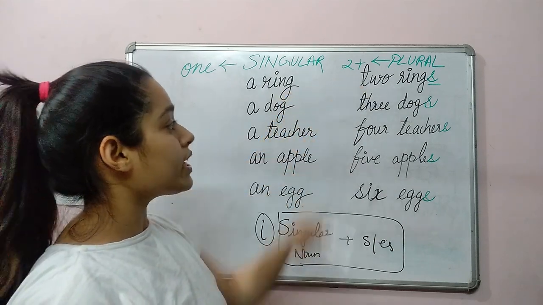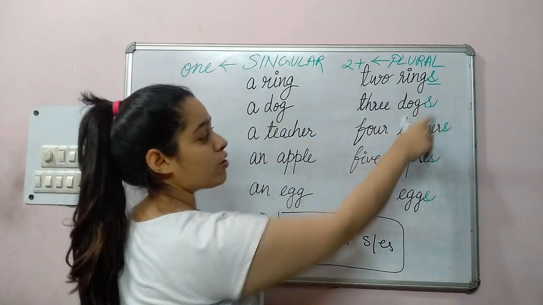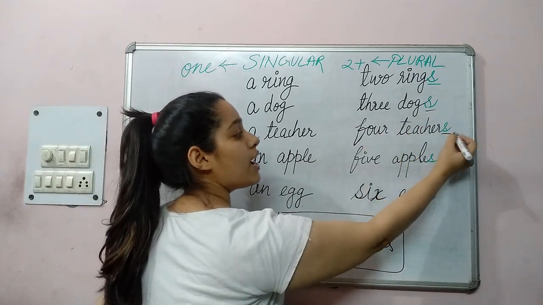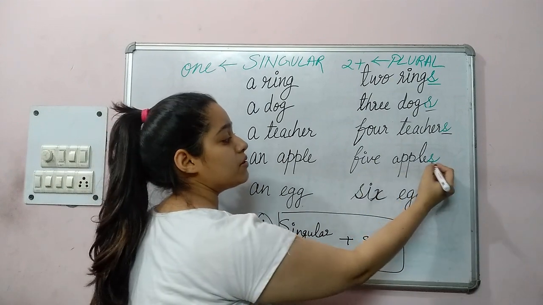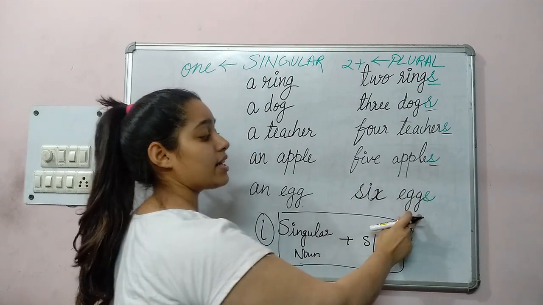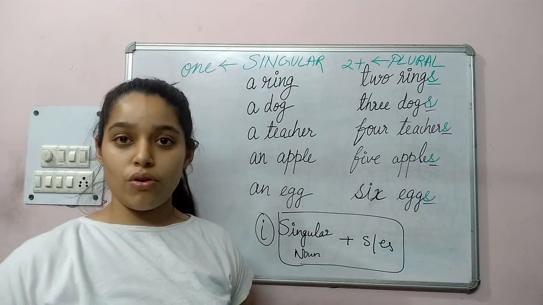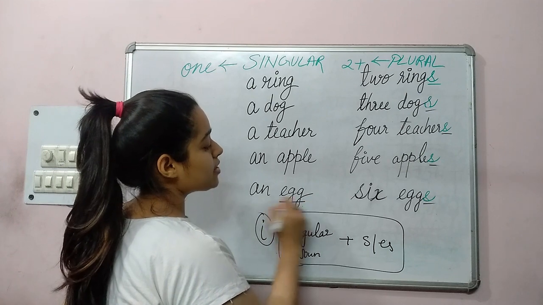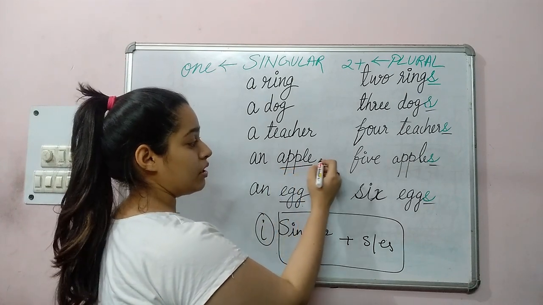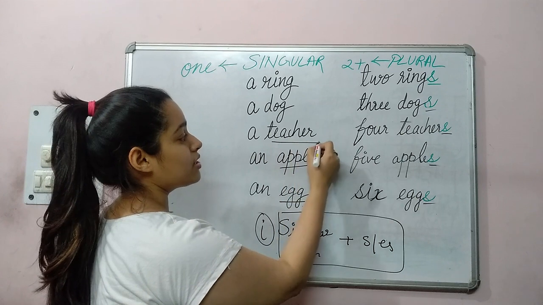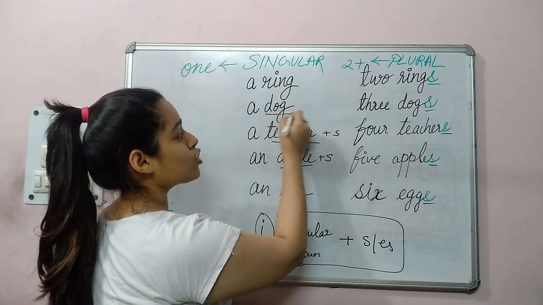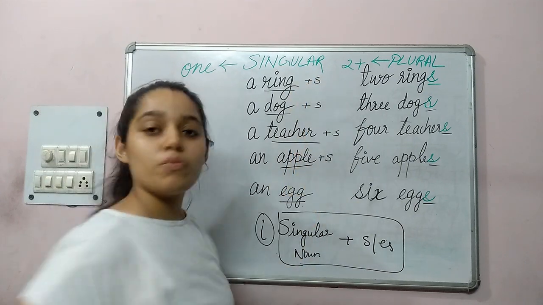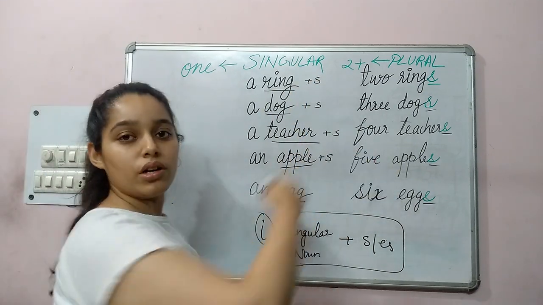So, two rings, three dogs, S, four teachers, S, 5 apples, S, 6 eggs, S. So, do you see how we added S to egg, apple, and S, teacher, and S, dog, and S, ring, and S to make them plural.